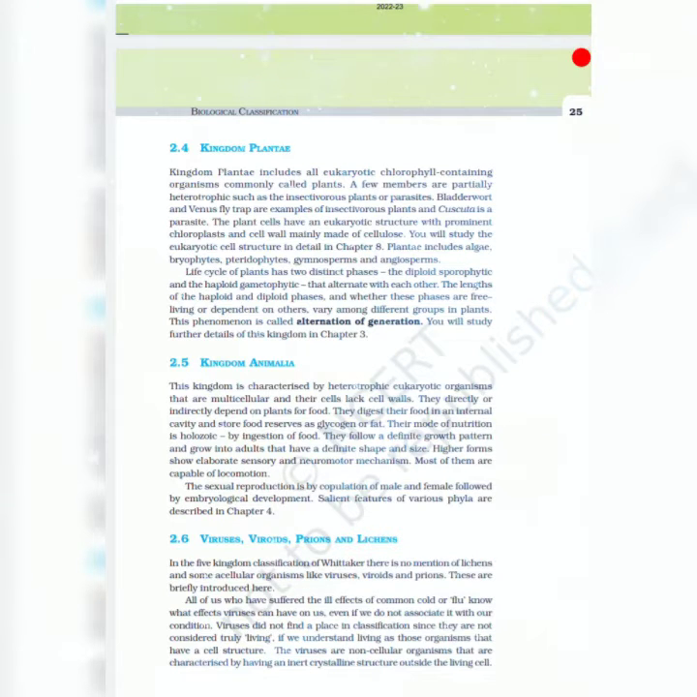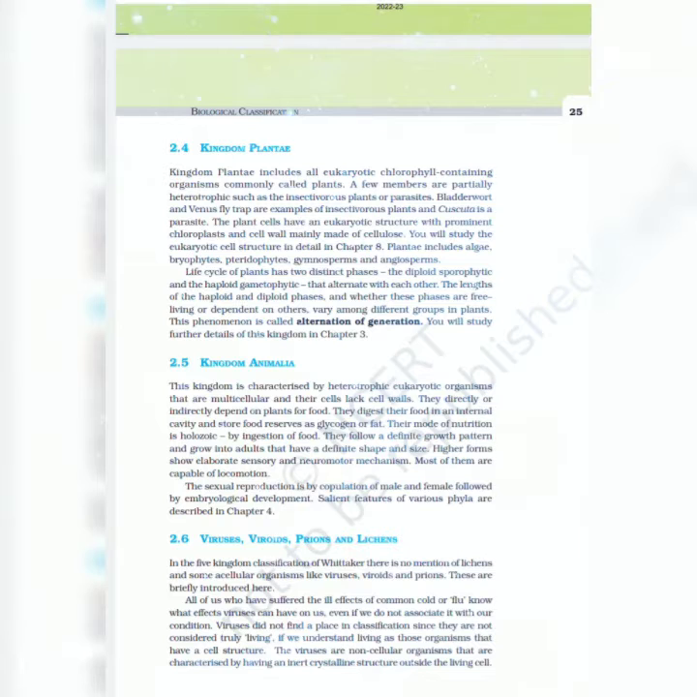The life cycle of plants has two distinct phases, the diploid sporophytic and the haploid gametophytic, that alternate with each other. The lengths of the haploid and diploid phases, and whether these phases are free-living or depend on others, vary among different groups in plants. This phenomenon is called alternation of generation. You will study further details of this kingdom in Chapter 3.